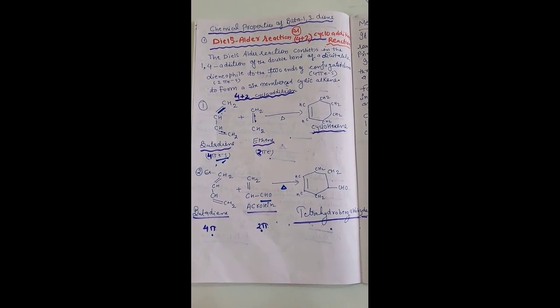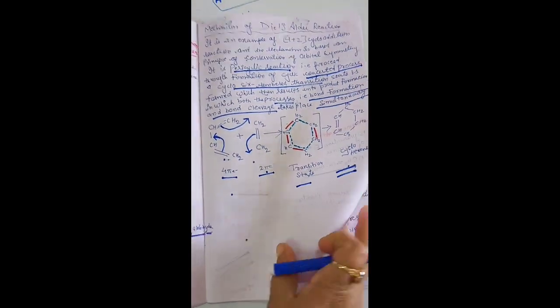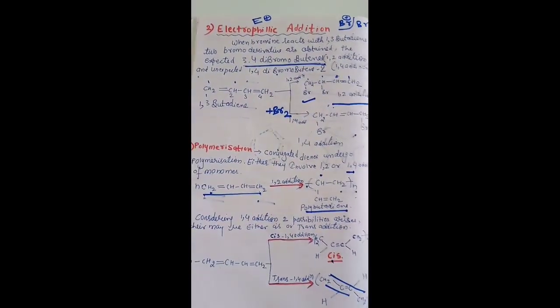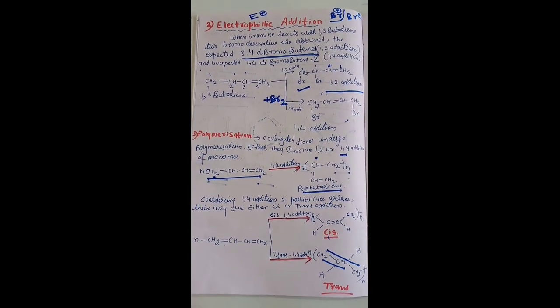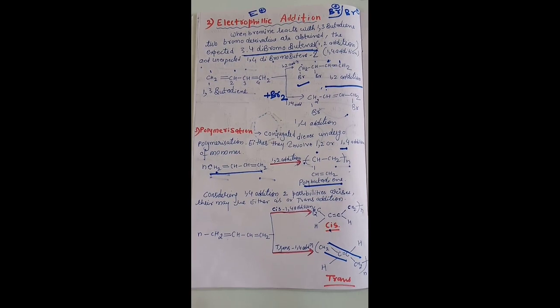Next, the important topic is the chemical properties of 1,3-butadiene and the important reaction, the Diels-Alder reaction. It is also called a 4+2 cycloaddition reaction. It is a category of pericyclic reaction. Now we have seen the mechanism in short. A cyclic transition state is formed here. And in electrophilic addition reactions, addition can take place at the 1,2 position and also at the 1,4 position.